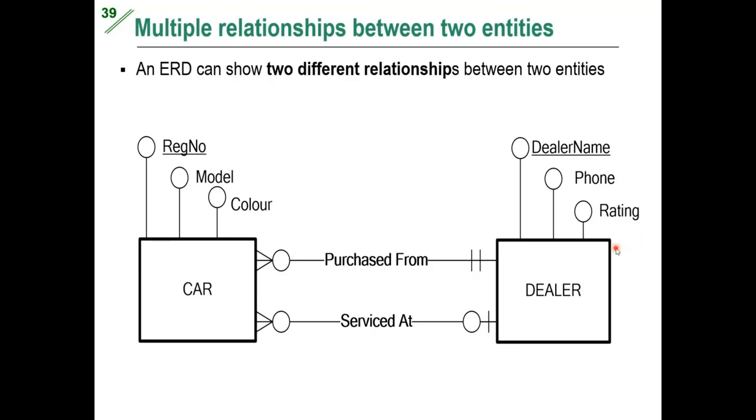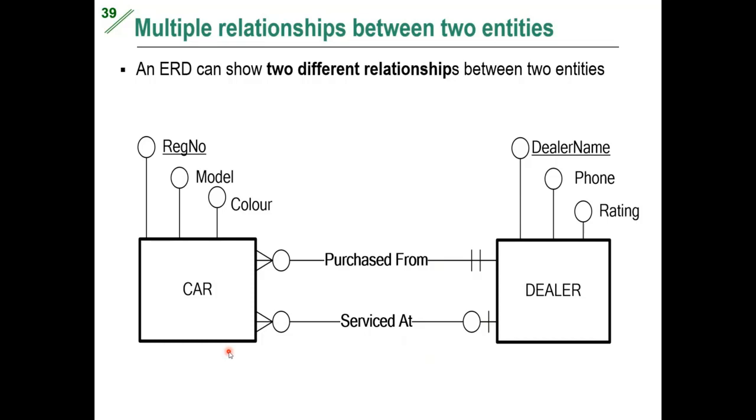At the same time, I wanted to record two relationships between these two entities. I want to keep track of whom I purchased these cars from. At the same time, I want to keep track of which dealer actually services these cars, right? So I have two types of relationship: a purchasing relationship and a service relationship. Two relationships.